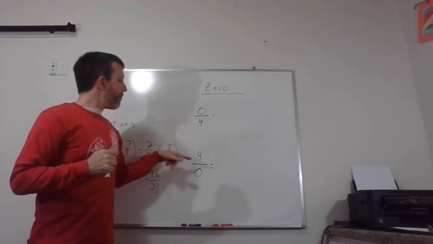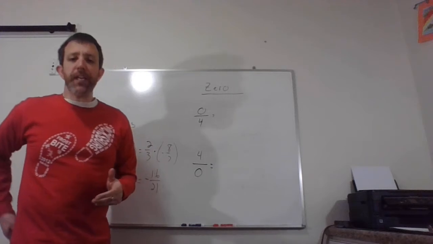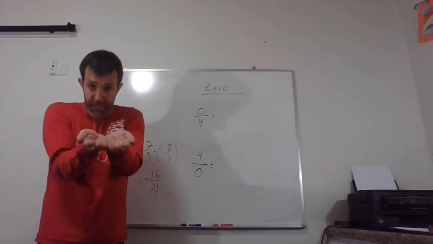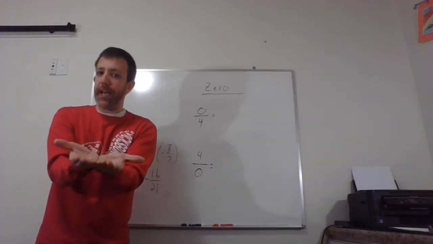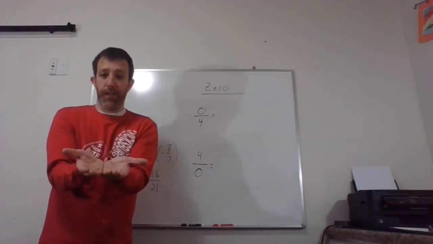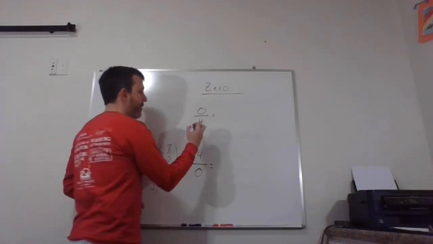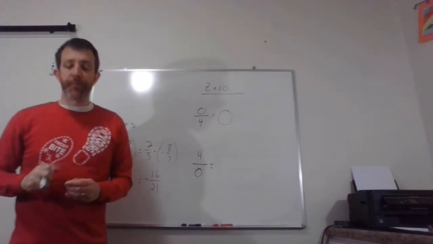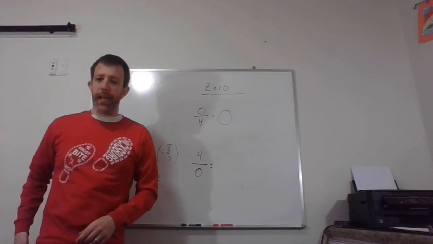Anyway, but here's the thing. 0 divided by 4, what that means is that I am taking absolutely nothing. Here's my nothing, my hand's nothing. And I'm cutting it into 4 parts. And what do I still have? I have absolutely nothing. So 0 divided by any number, or in this case, 0 divided by 4, will always be 0. But if we turn it around, that's not going to be the case.